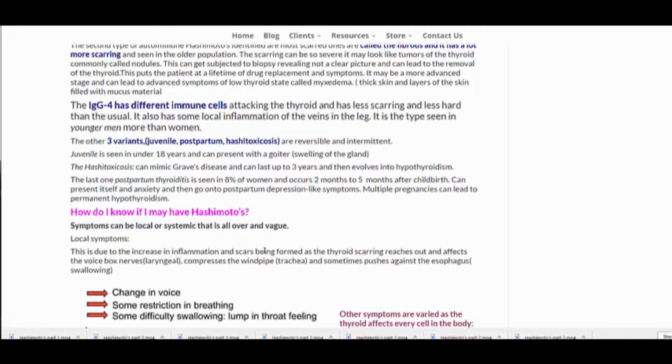The last one, postpartum thyroiditis, our character in the vignette in the beginning of this article had this. It's seen in 8% of women, occurs 2 months to 5 months after childbirth, and can present itself with anxiety and then go into postpartum depression-like symptoms. Now, what happens is if you get this Hashimoto's with each pregnancy, and it happens because we never fix the underlying cause for the first episode of Hashimoto's, with each pregnancy, the chances that you would have a permanent form of Hashimoto's or a progressive form of Hashimoto's is very high.